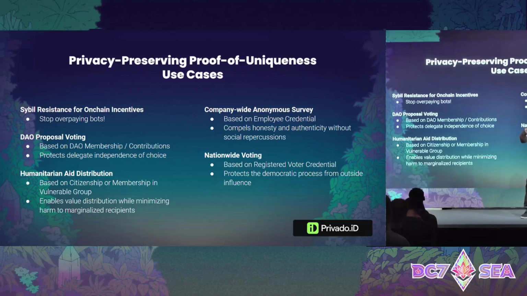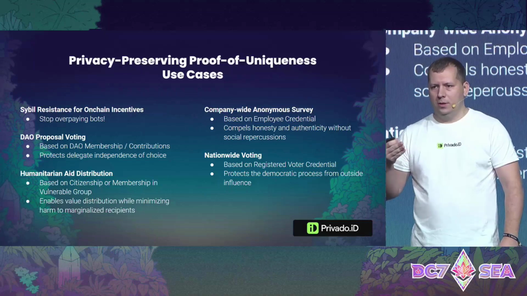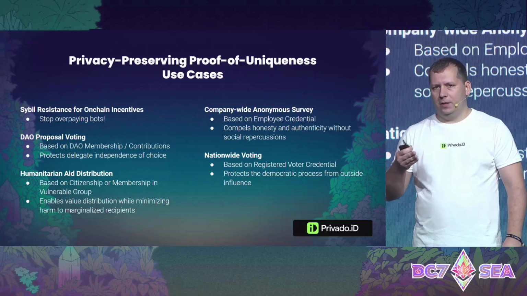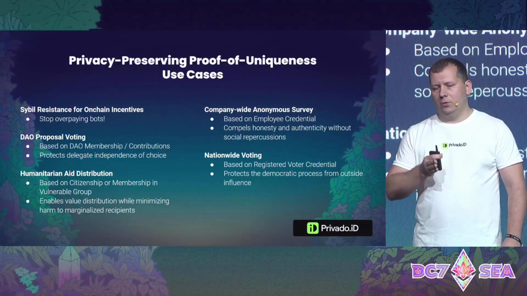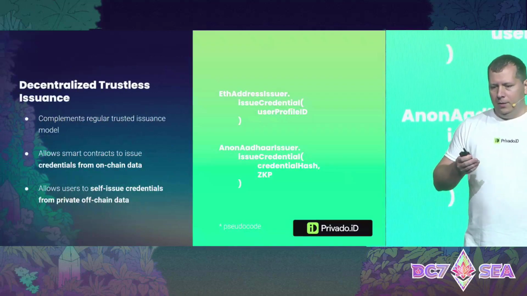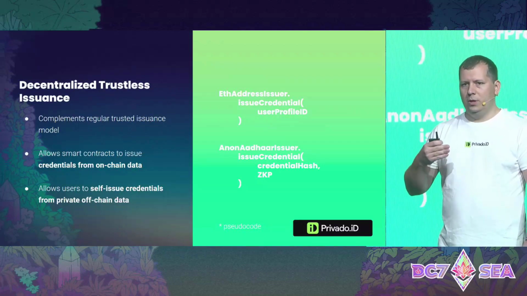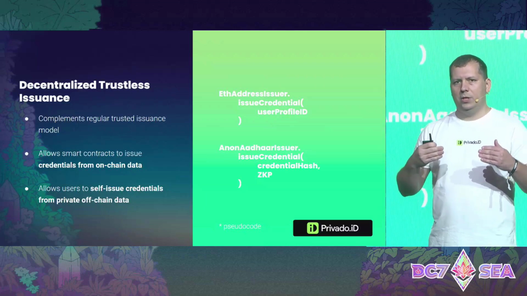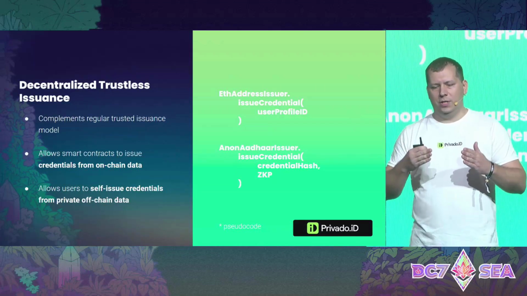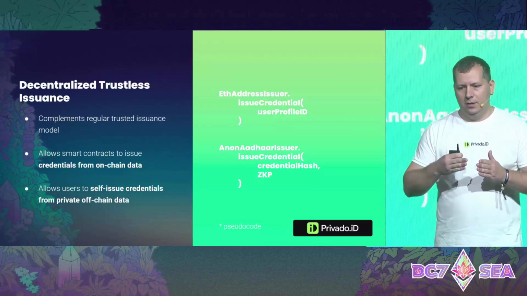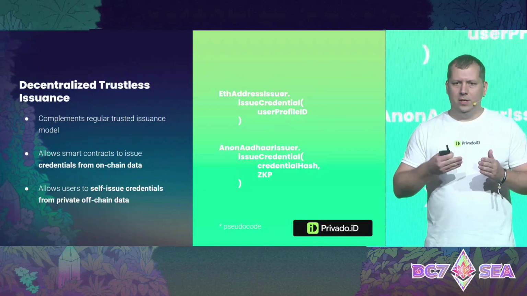And as I said, there are different use cases. You can use it even for nationwide voting. For example, it could be based on a biometrical document, like an Aadhaar card, and then you would prove that you're unique and you're eligible to vote and count this vote only once. And decentralized trustless issuance is a feature that allows you to do this in a privacy-preserving manner, so that there is no centralized issuer that knows who you are, who would be able to track who is acting and possibly de-anonymize you.